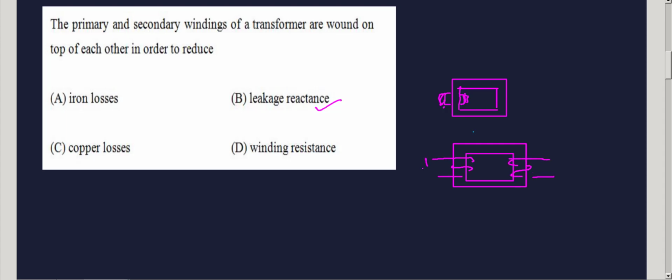Whenever supply voltage is given, the main field flux is produced. Whenever I place a load, you can observe that I2 current flows and produces a flux opposite to that of the main flux, according to Lenz's law. This flux is in opposition due to Lenz's law.